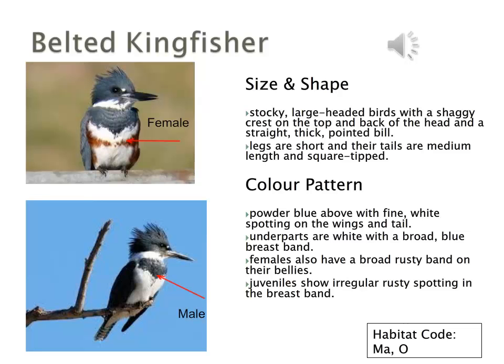The males are interesting because even though they're powder blue above with fine white spotting on the underside, the females have a broad rusty band or necklace that occurs across the belly. The juveniles show irregular rusty spotting in the breastband, and males don't have any of that color pattern at all.